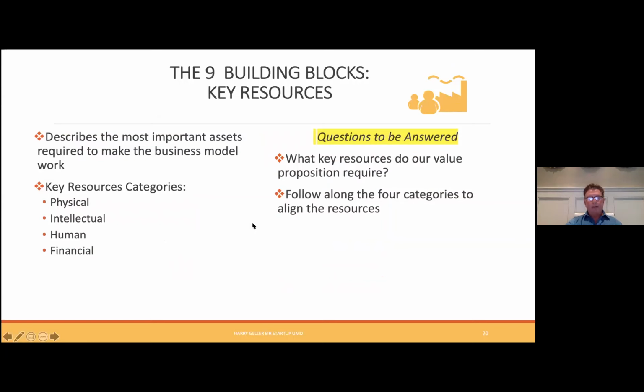The next building block is key resources. So that describes the most important assets required to make the business model work. They could be physical, intellectual, human, and financial. So what are the key resources that your value proposition requires? This has to link to the value proposition, and you want to follow along the 4 categories to align the resources.